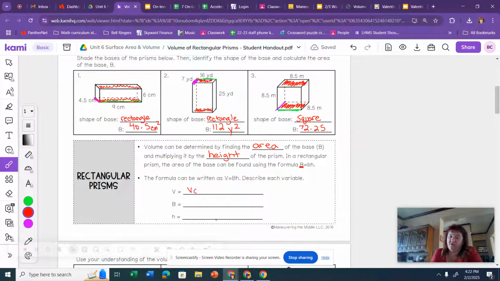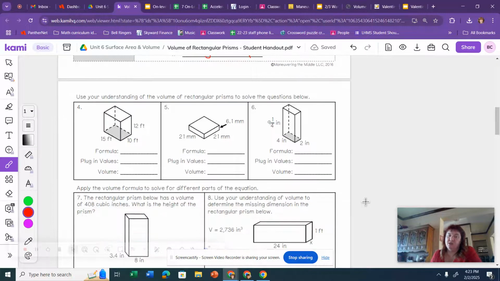So let's describe each variable. V stands for volume. Big B is the area of the base. Okay. And the height, or the H, is the height of the prism. Okay. So let's flip to the next page and get started. So our formula is volume equals big B times height.